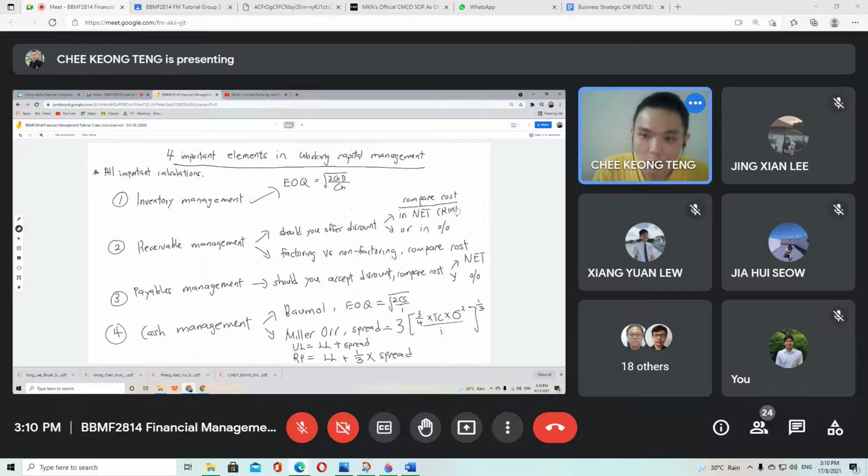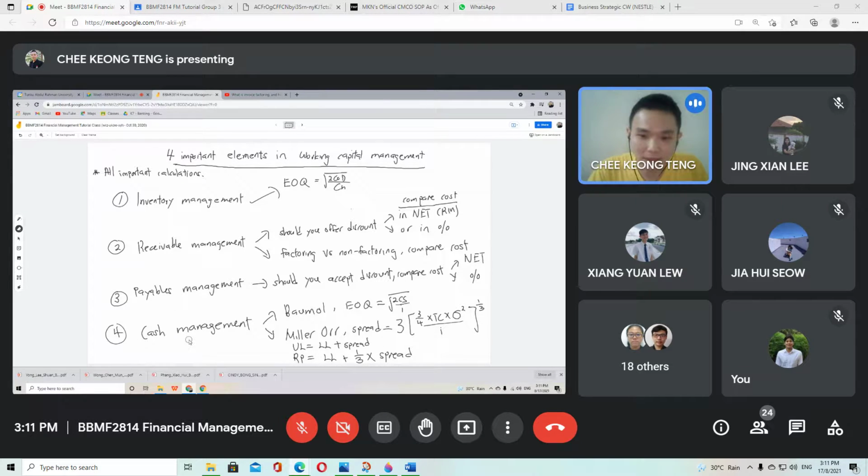Just that over here, the one you are calculating is cost. You are giving the discount, so it's a cost for you, so you select the lower cost one. When it comes to payables management, it's savings, so you select the higher one, the opposite. Calculation, everything is the same. Alright? And then at the end will be cash management.